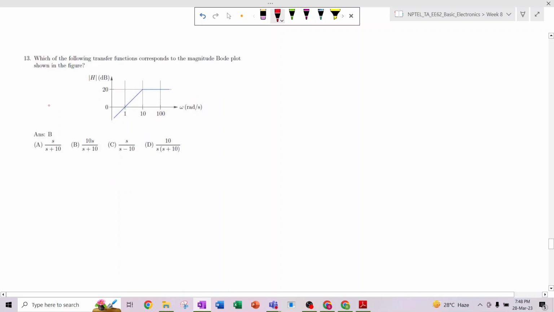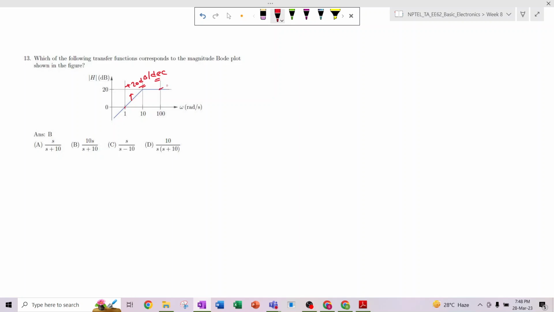So the next question: which of the following transfer functions corresponds to the magnitude plot shown in the figure? Okay, so this is the magnitude plot. Basically we can see that there is a plus 20 dB per decade region at first, because plus 20 dB per decade means a 20 dB increase for 10 times the frequency. So at 1 it has 0 dB, but in one decade it gains 20 dB, so it is plus 20 dB per decade.